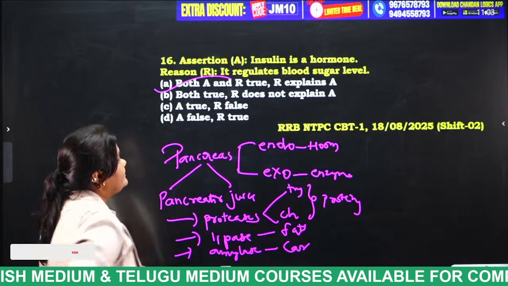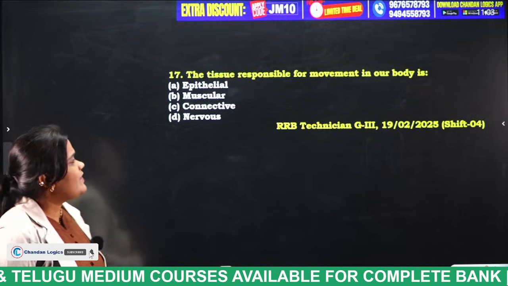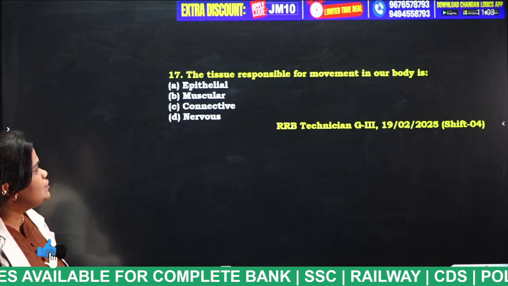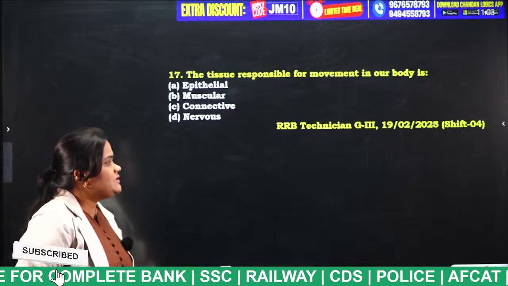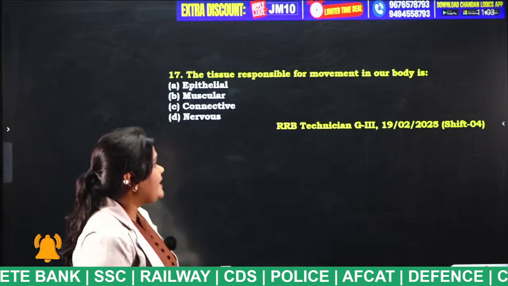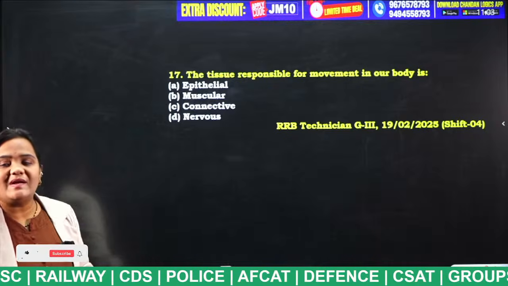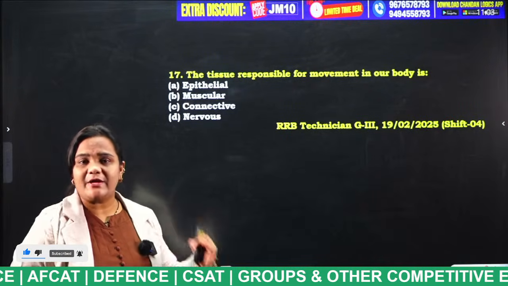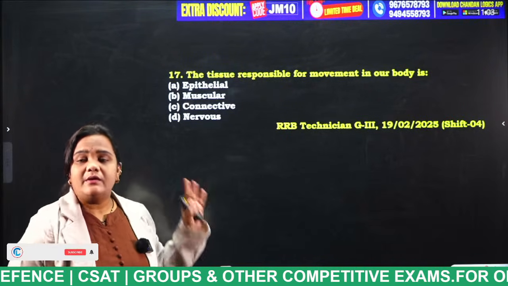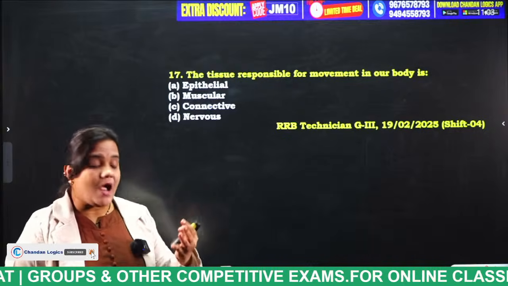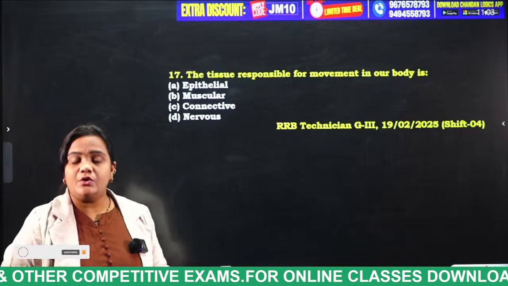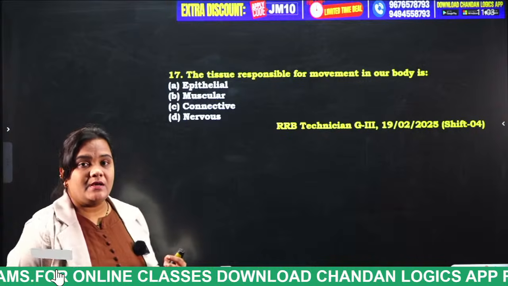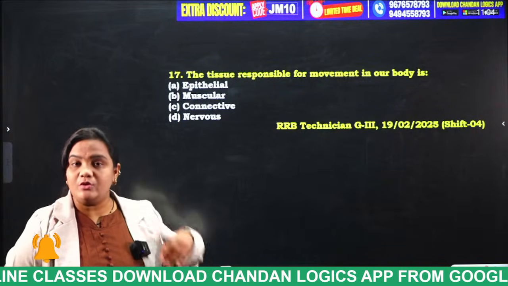Next. The tissue responsible for movement in our body is: epithelial tissue, muscular tissue, connective tissue, or nervous tissue. This is also a recently asked question in RRB Technician Grade 3, February 19, 2025. Today I am going to discuss complete PYQs, students. Now tell me the answer for this question. Which tissue is responsible for movement in our body? How are we able to do movements?